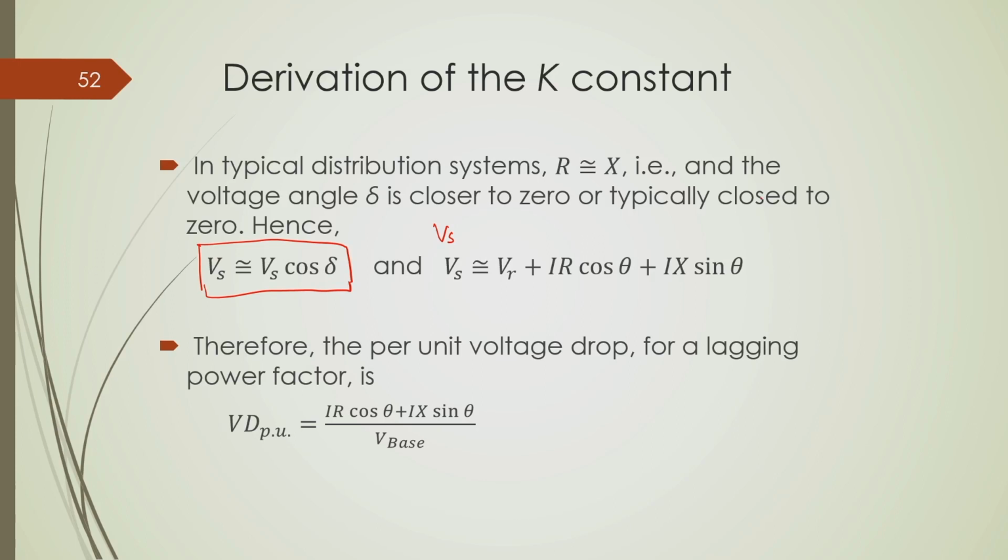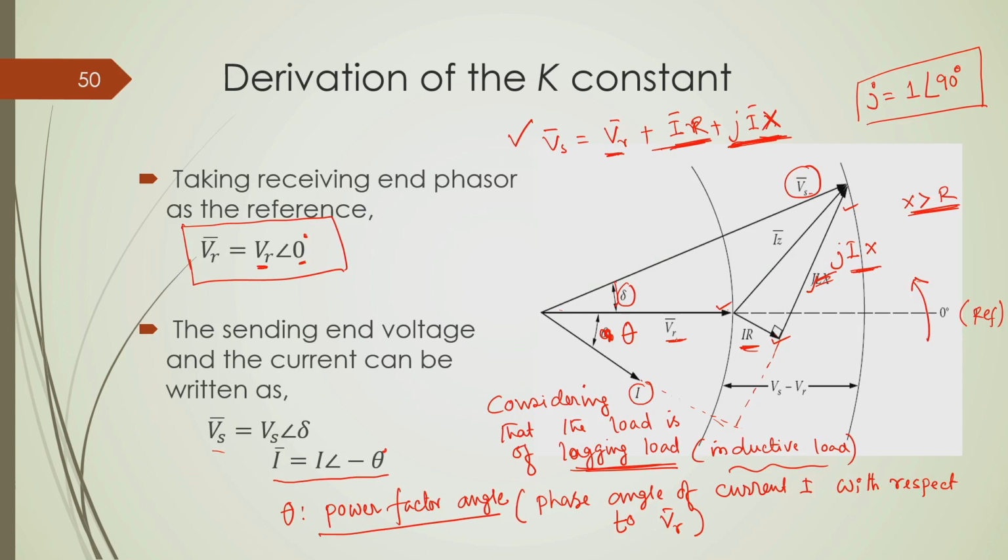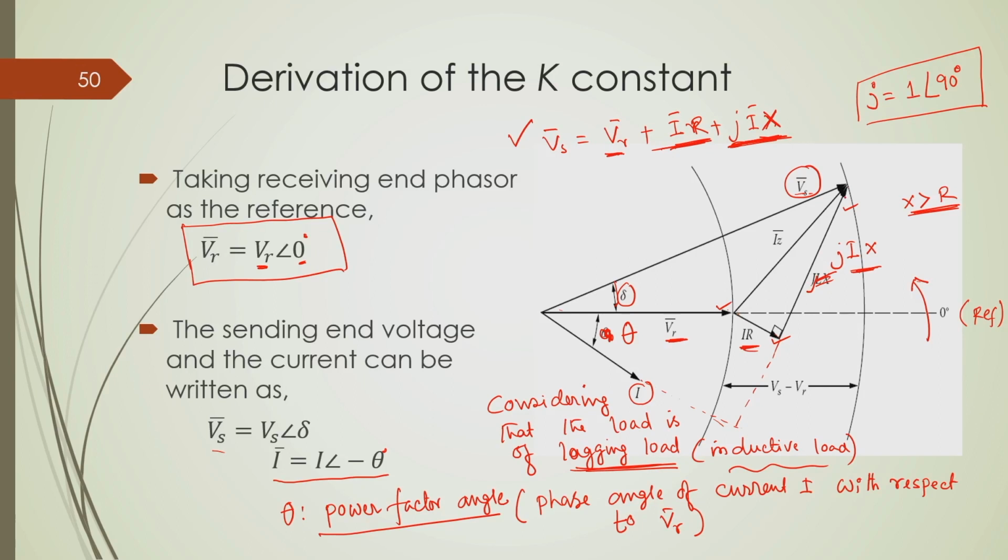Because this delta angle is normally close to 0. Now, why is this delta angle close to 0? Because if you look at this phasor diagram, generally these phasors, V r and V s, are much higher in magnitude than these two drops, that is I r and I x. The voltage drop is some few percentage of the actual voltage, maybe 5% or maximum 9 to 10%, but it will be some fractional part of this actual voltage quantity.